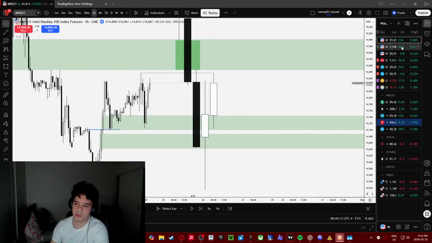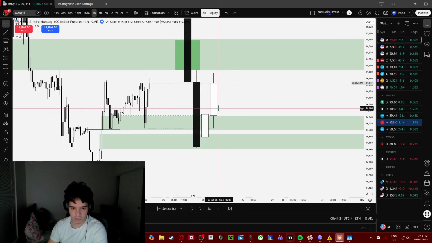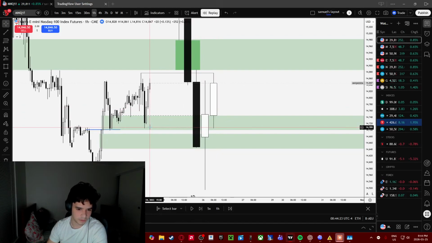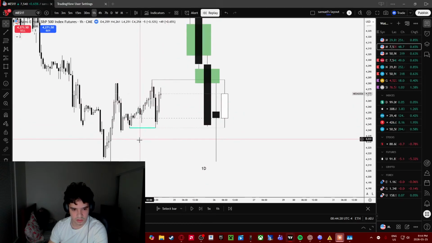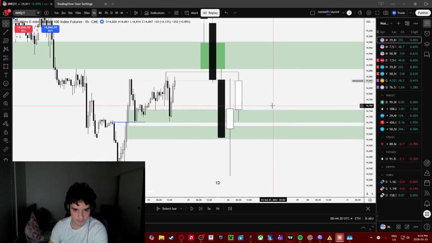See, okay, I didn't get to this, but these are correlated assets. The S&P and the ES, they have similar charts. So if you see a low or high left off, you go to the other one, see if the other one took it. Didn't do much. So we stay on this one.